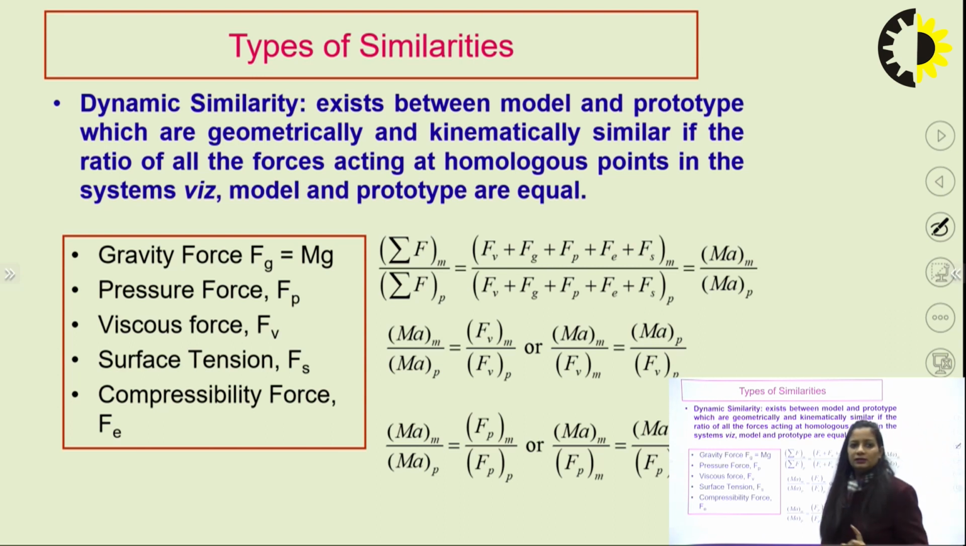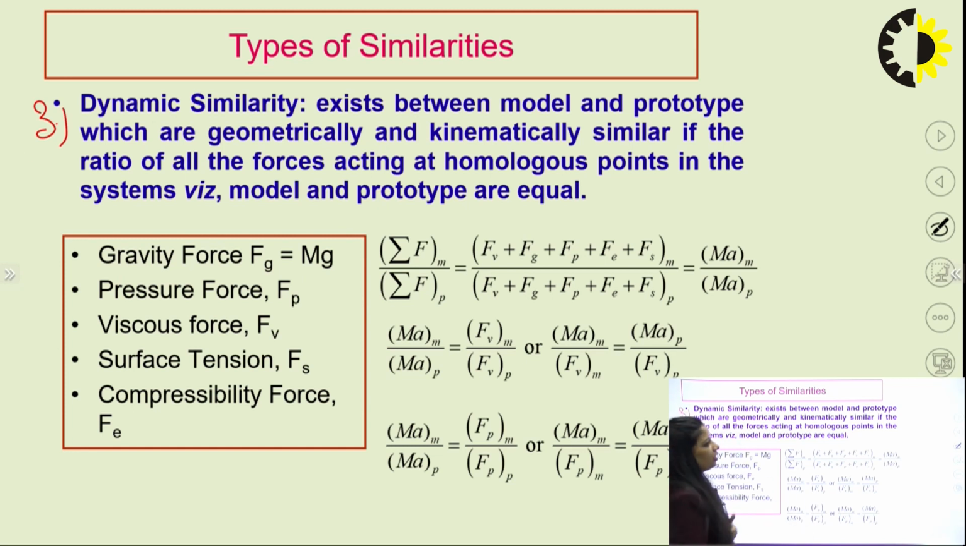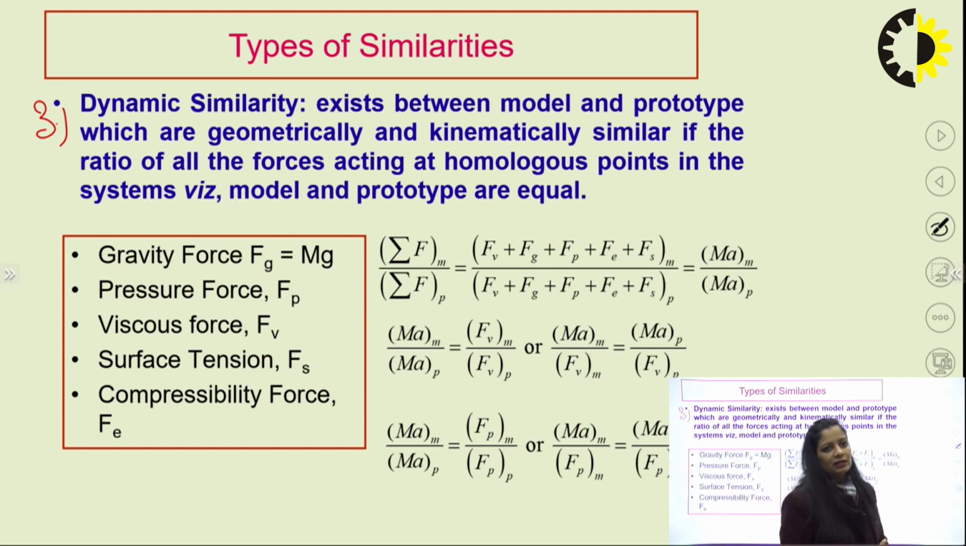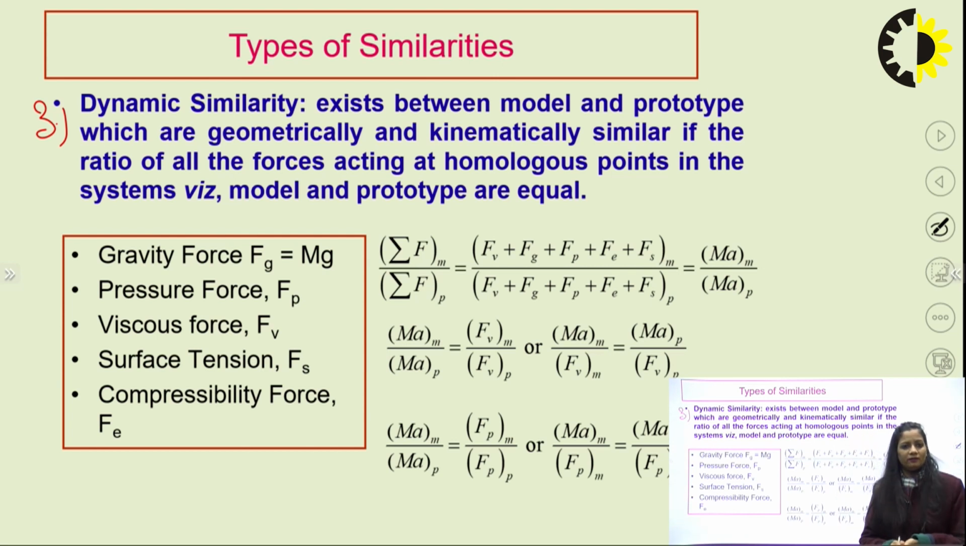Now the third type of similarity is dynamic similarity. Now what is this dynamic similarity? This exists between model and prototype if they are geometrically and kinematically similar. Then the forces along the homologous points in model and prototype must be equal. So how are we going to define it?